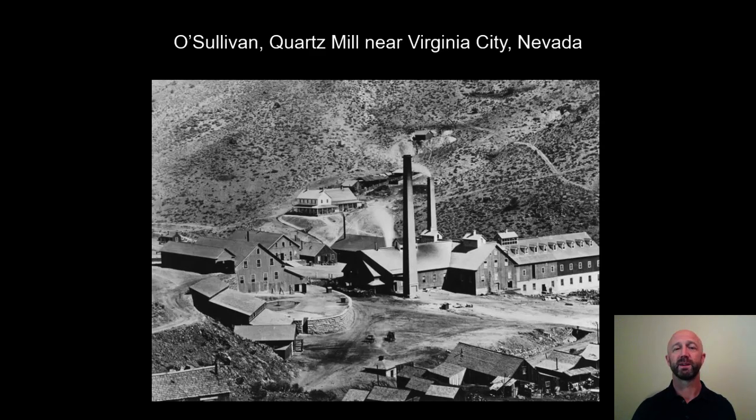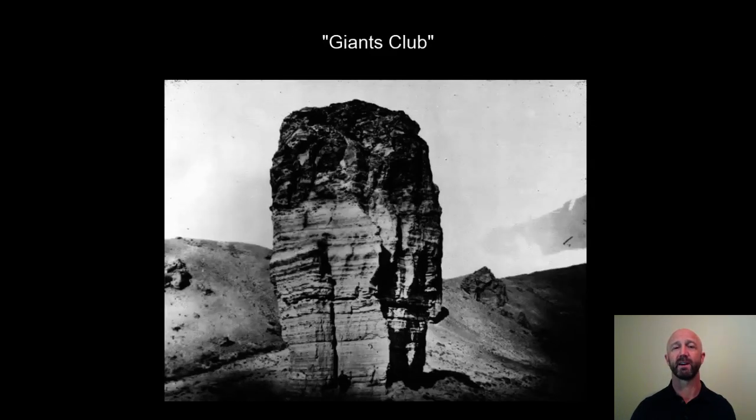In Quartz Mill near Virginia City, this is putting to use again the natural resources of the time, basically a fledgling factory used to bring minerals and frankly even gold out of this area. And then the beauty of these iconic American landscape features, Giants Club.